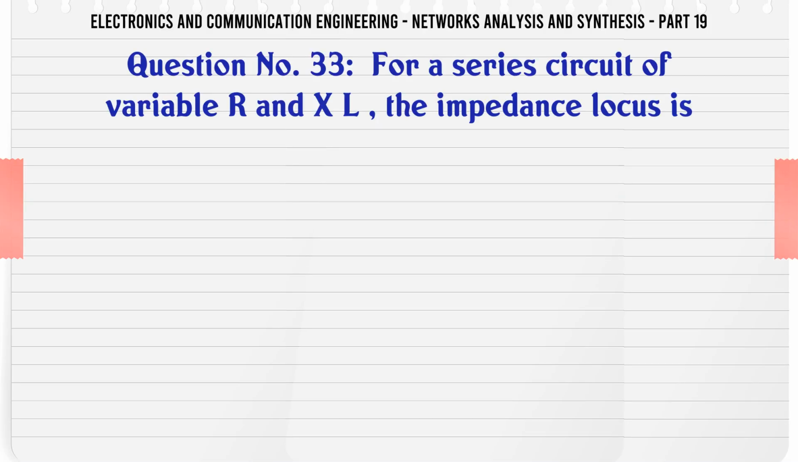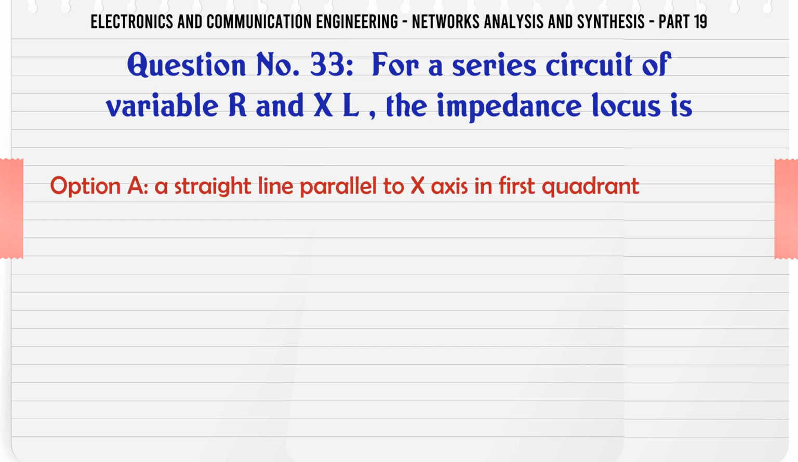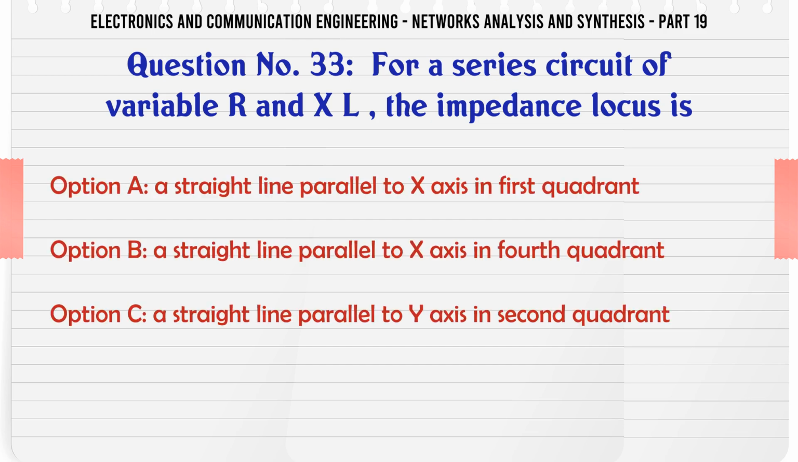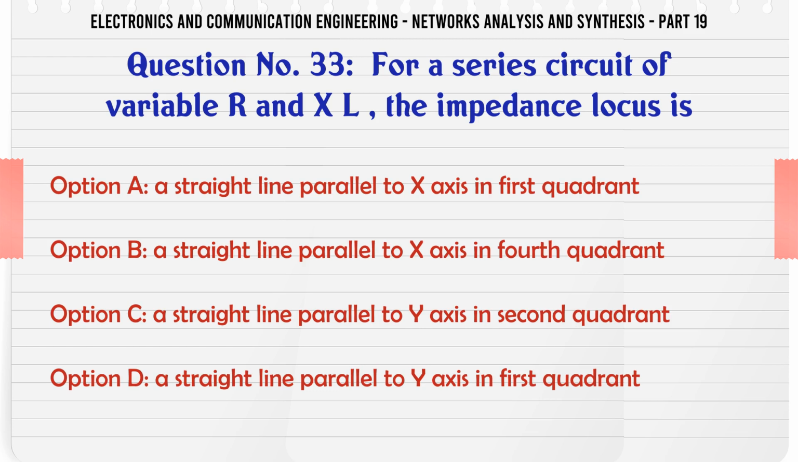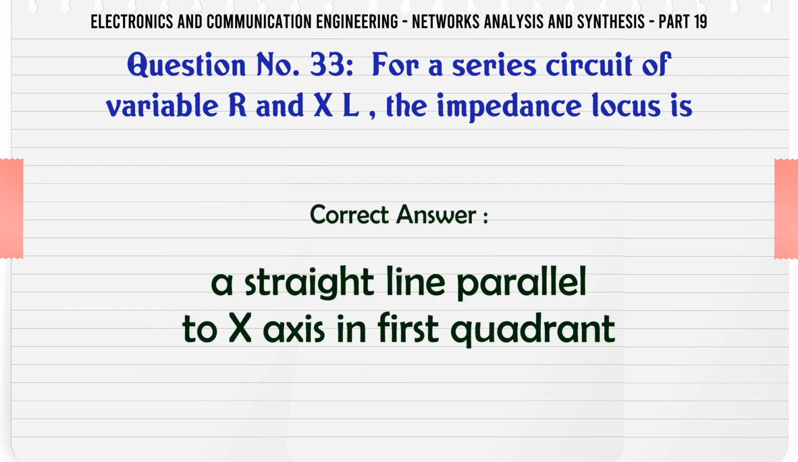For a series circuit of variable R and XL, the impedance locus is A. Straight line parallel to x-axis in first quadrant, B. A straight line parallel to x-axis in fourth quadrant, C. A straight line parallel to y-axis in second quadrant, D. A straight line parallel to y-axis in first quadrant. The correct answer is a straight line parallel to x-axis in first quadrant.